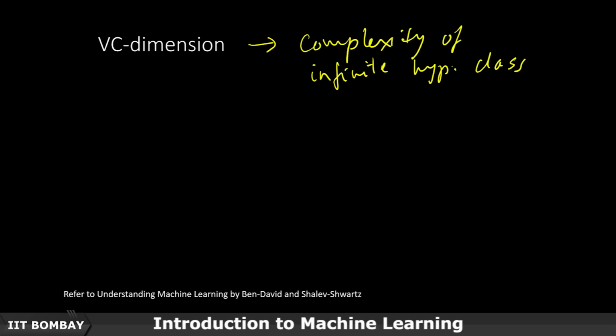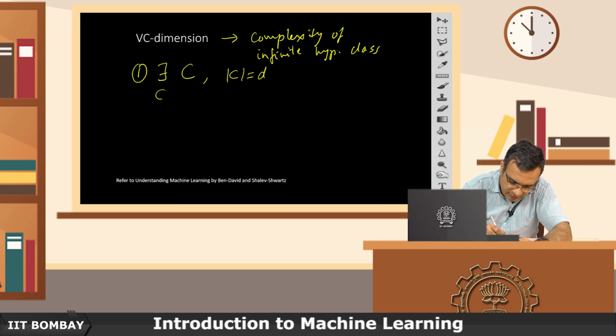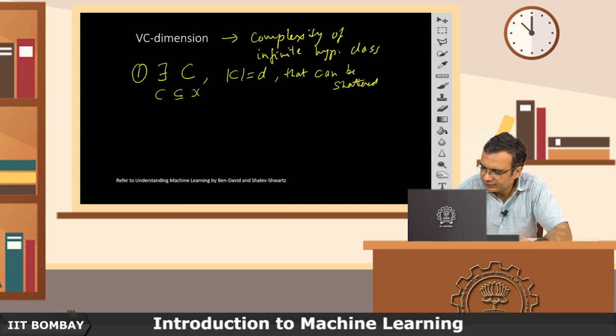And basically what we are saying is that for a particular classifier, if there exists a set of points C, such that the number of points is equal to D. What is C? C is a subset of the domain X, and it is D points that can be shattered. I will come to what it means to be shattered, can be shattered by H.